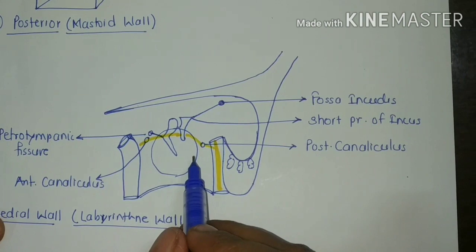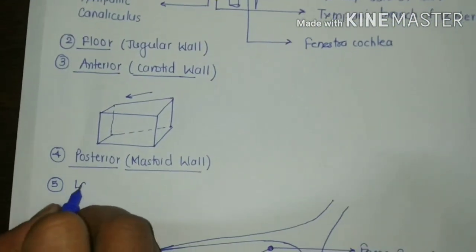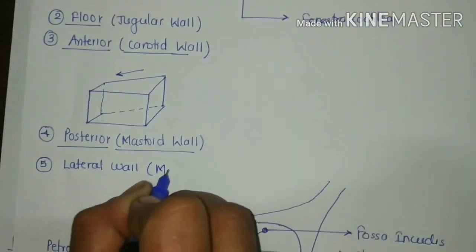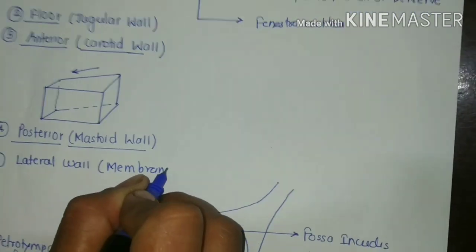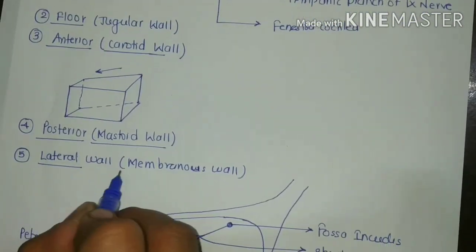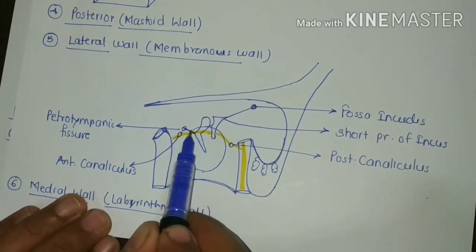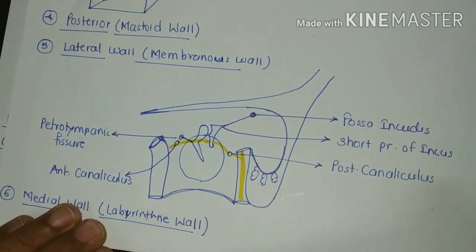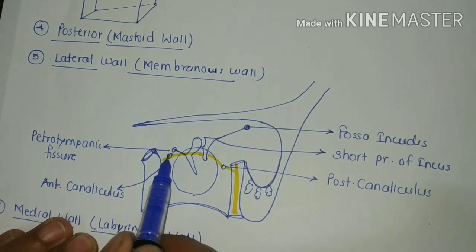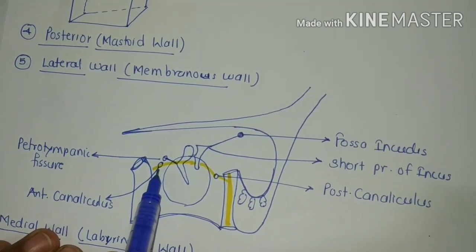Clear? Then we have seen the lateral wall, which is also called the membranous wall. In this membranous wall, we have seen that the lateral wall is mainly formed by the tympanic membrane, and there are two openings on its anterior aspect, that is the petrotympanic fissure and the anterior canaliculus.